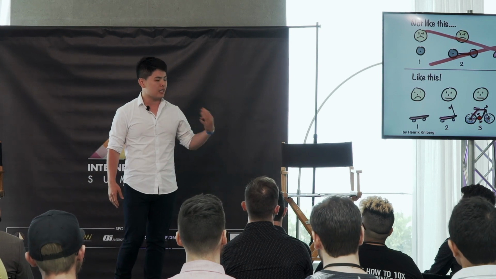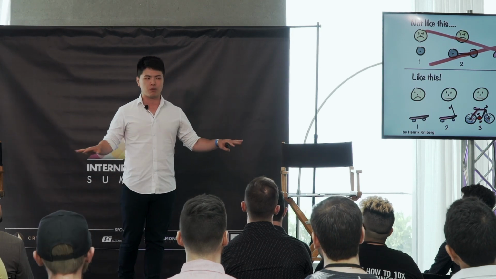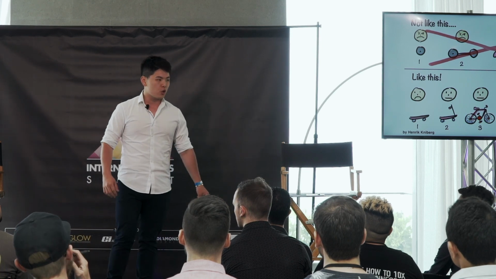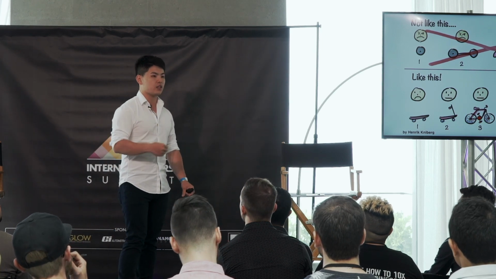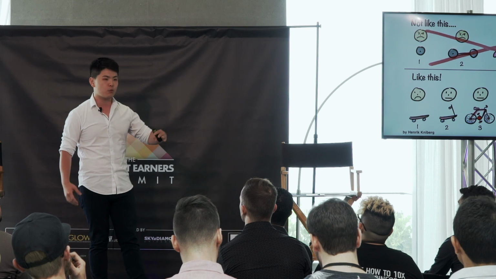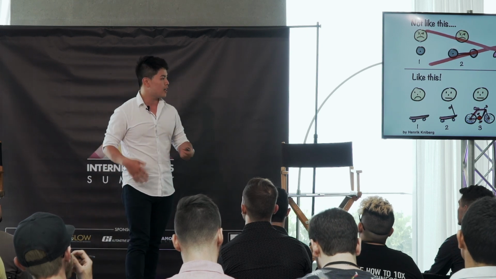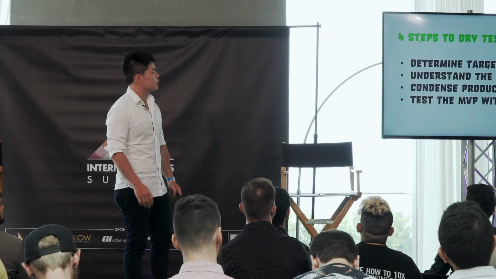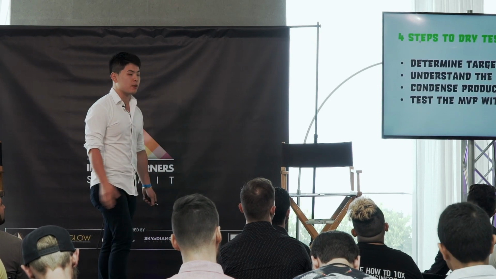So the way the Lean Startup model works, has anyone read the book The Lean Startup? The way the Lean Startup works is that you want to keep testing MVPs until you get the final product, rather than launching the first product and hoping that it succeeds. And that's the model that I use. So there are 4 steps to test your products that I'll be going over today.